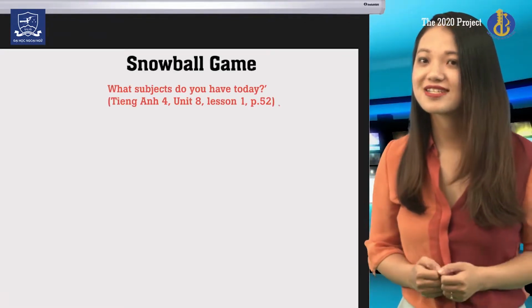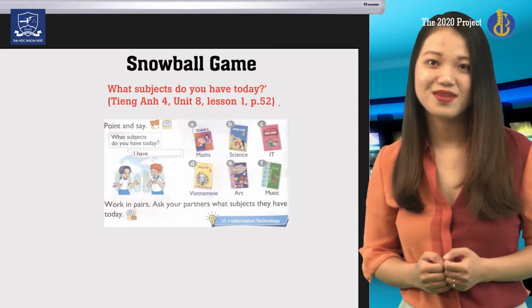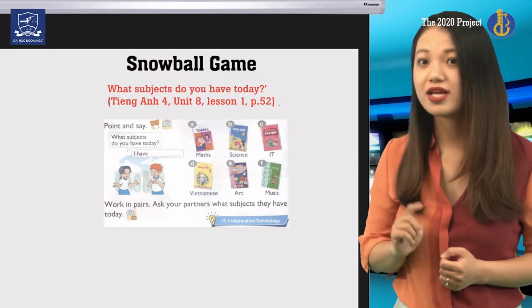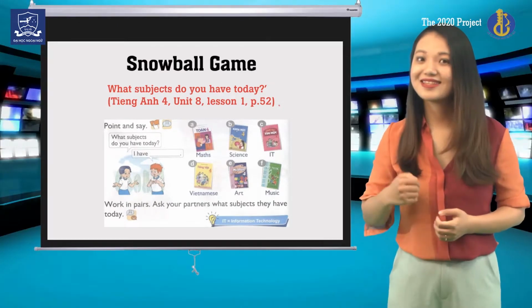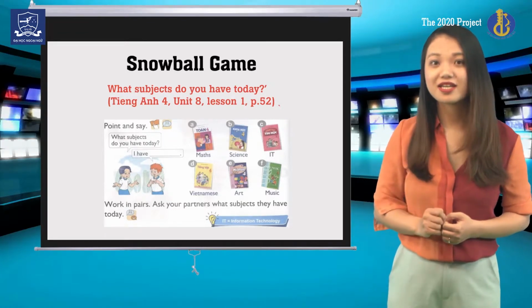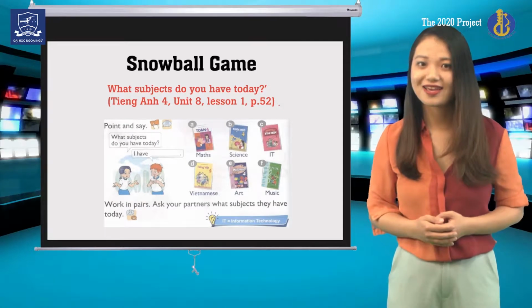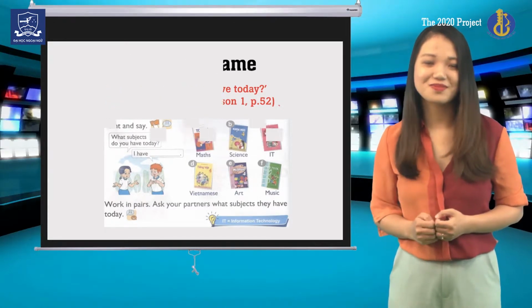The final suggested activity to teach spoken interaction is snowball game. The sample lesson is taken from Tiếng Anh 4, Unit 8, Lesson 1, page 52. In this activity, the students are expected to revise the question, "What subjects do you have today?" and the answer, "I have blah blah blah," and names of some subjects.